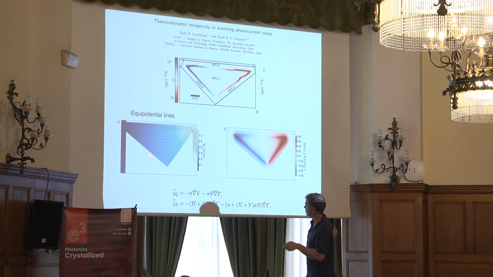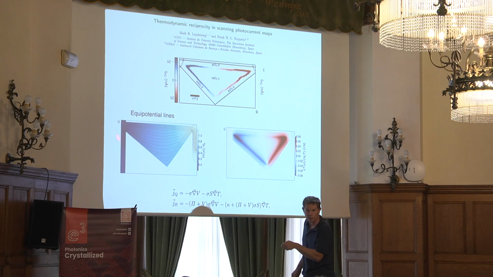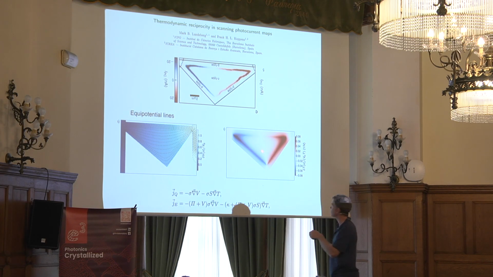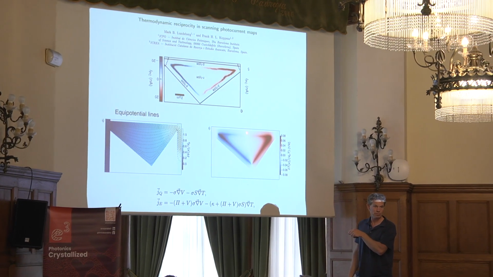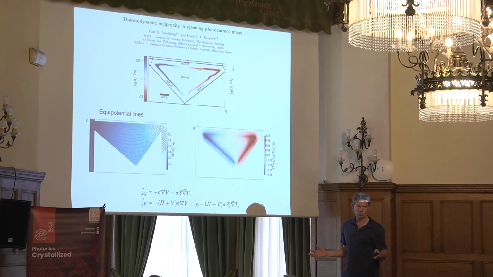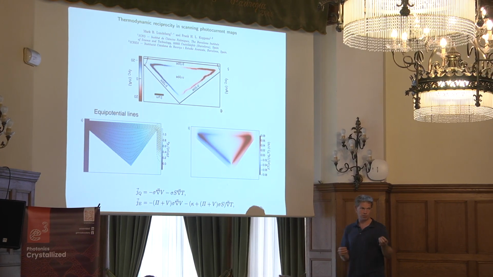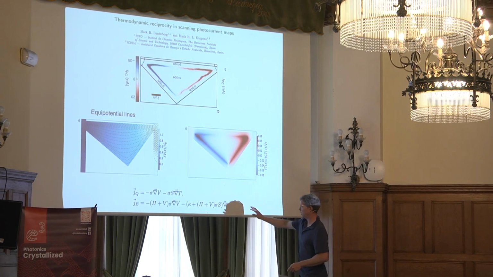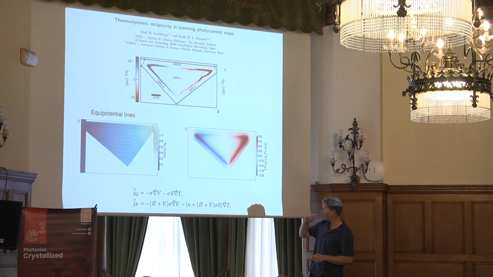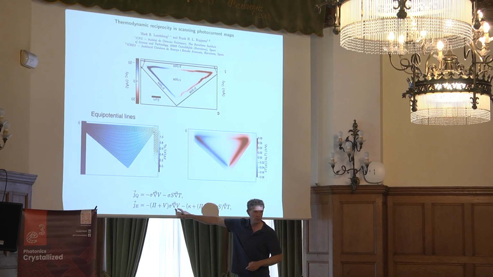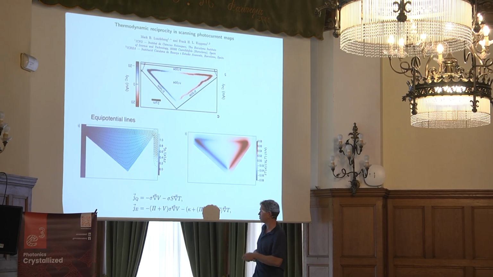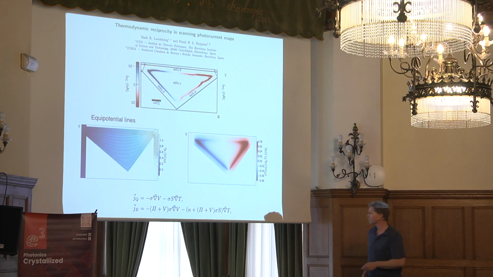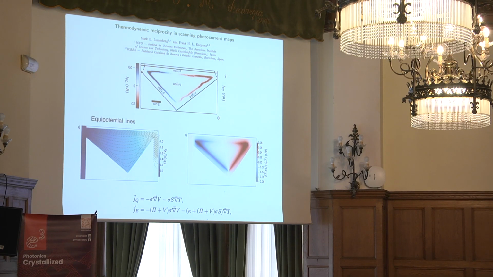And then by taking the gradient of this equipotential line, you can immediately obtain the photocurrent map, okay, in one shot. So I don't need to do this tedious process. That's explained in this paper. Here are the equations. So here you can see the gradient of the voltage, of the equipotential lines. So this is a very powerful way to calculate photocurrent maps.